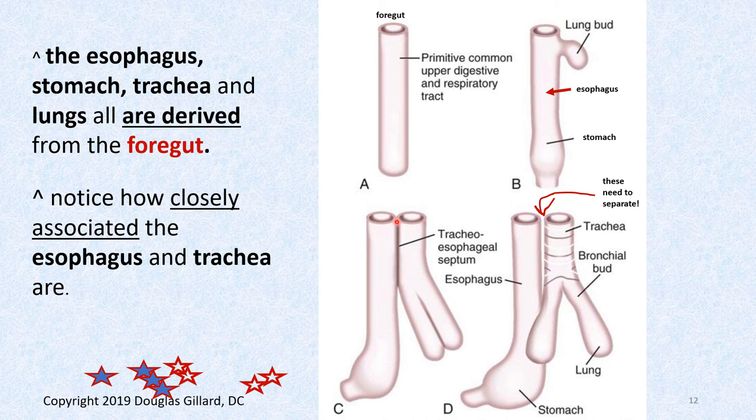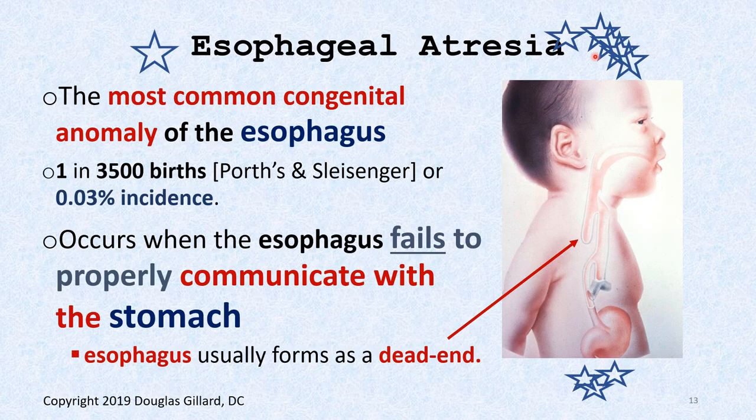Great. But these two are connected together. So during the latter phases of this process, a separation is, quote, supposed to occur here. And problems occur when a separation doesn't occur. And there's some other mutations that can occur as well. So we'll take a look at some of those. So the most common one of them is called esophageal atresia.